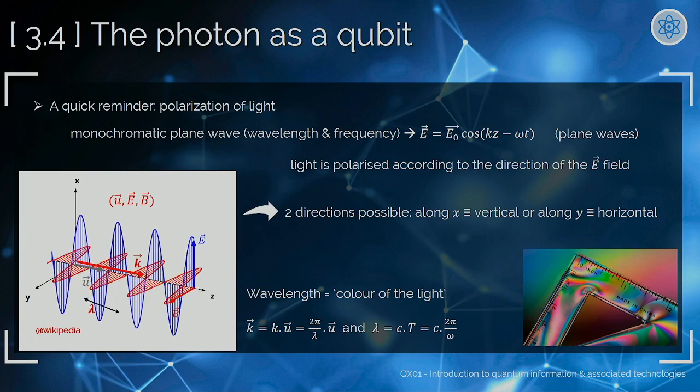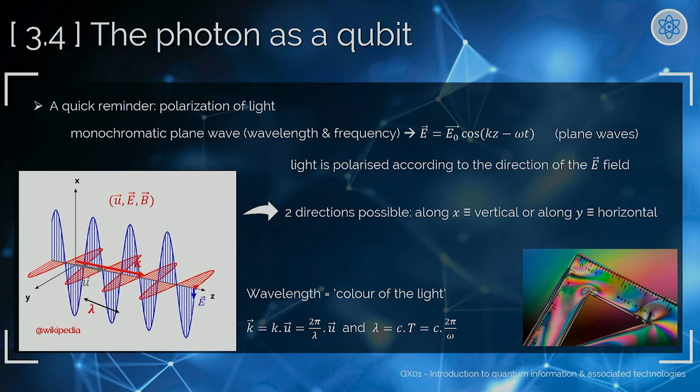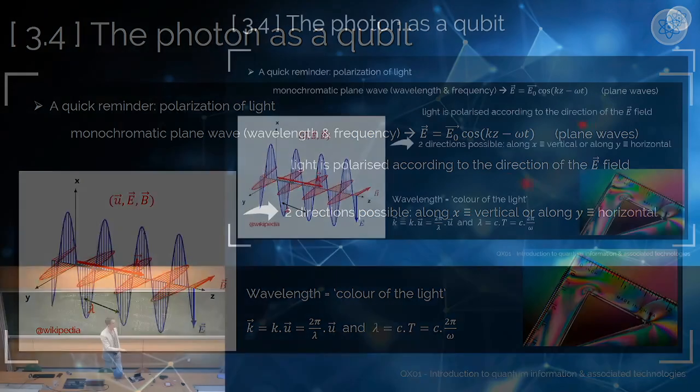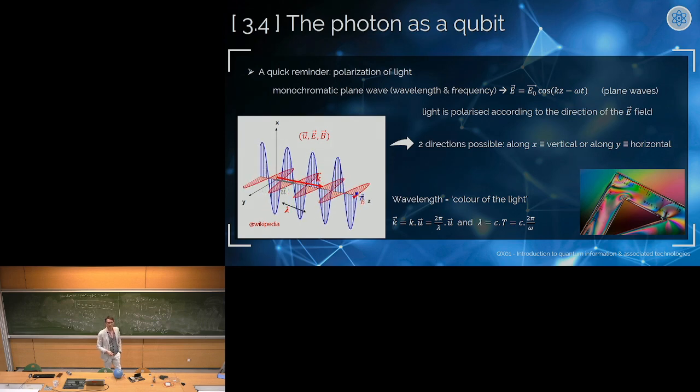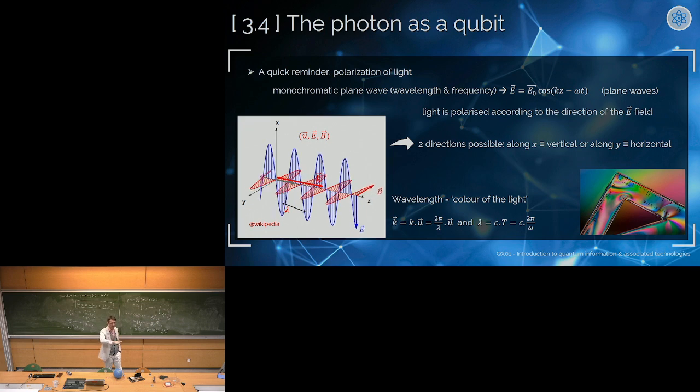And so the way to introduce the polarization states, already I'm talking about states, two states, is that light is polarized according to the direction of the electric field. That means basically if I have an oscillation along X or an oscillation along Y, then these would be two polarized lights, one along X and one along Y.